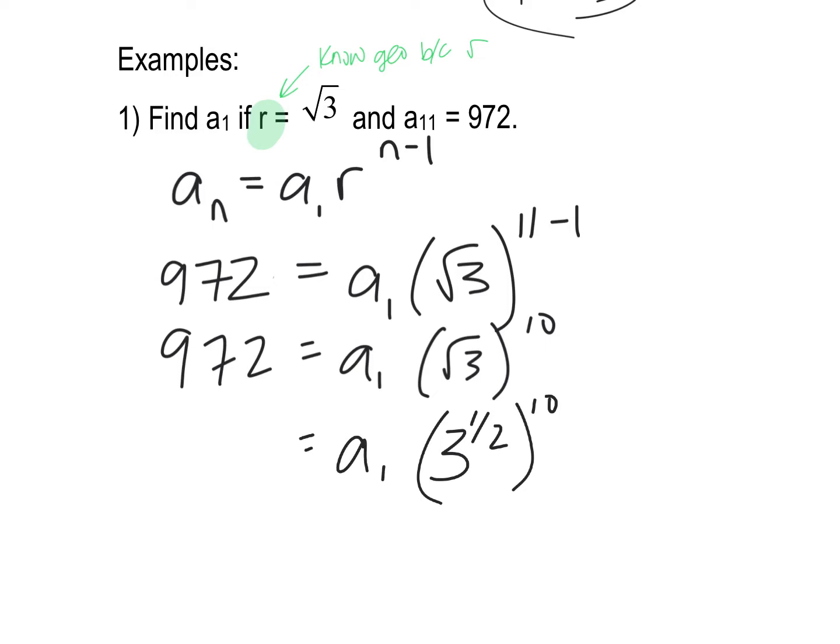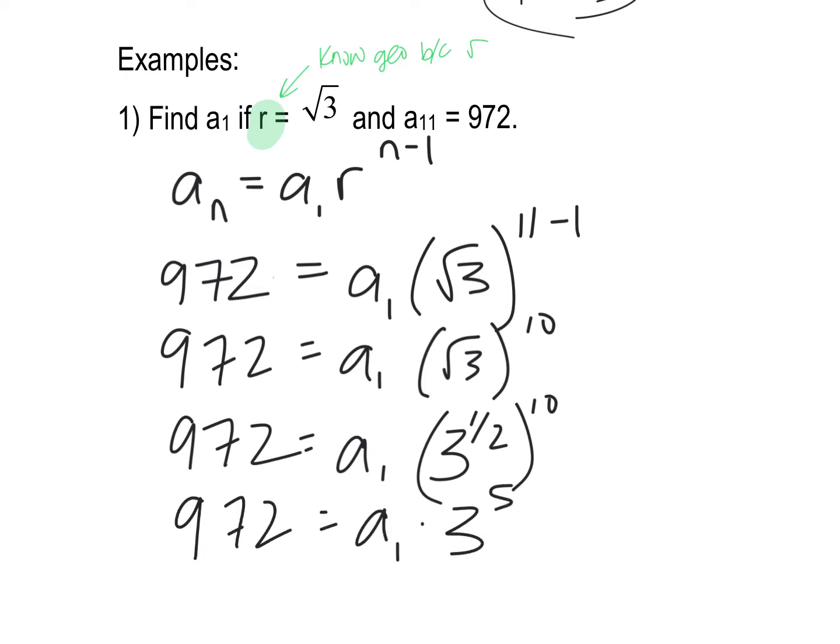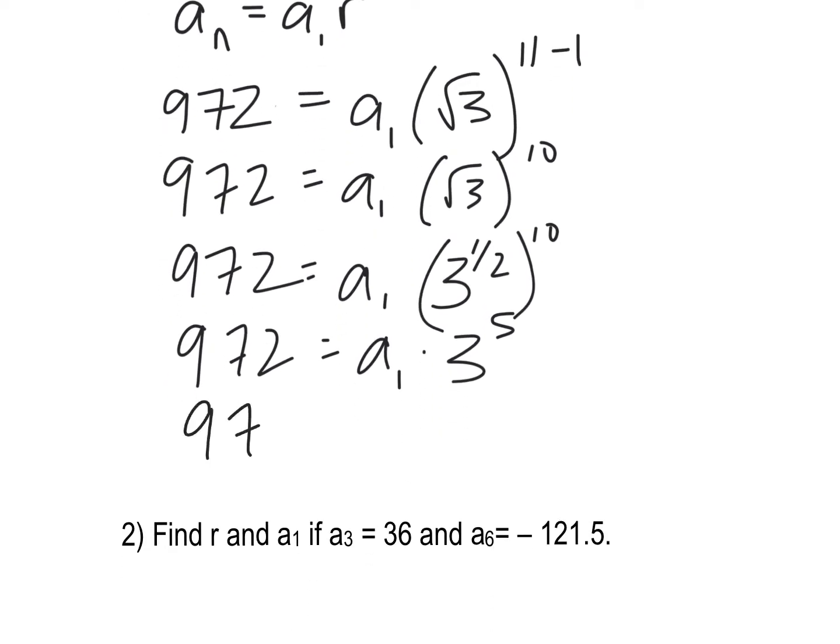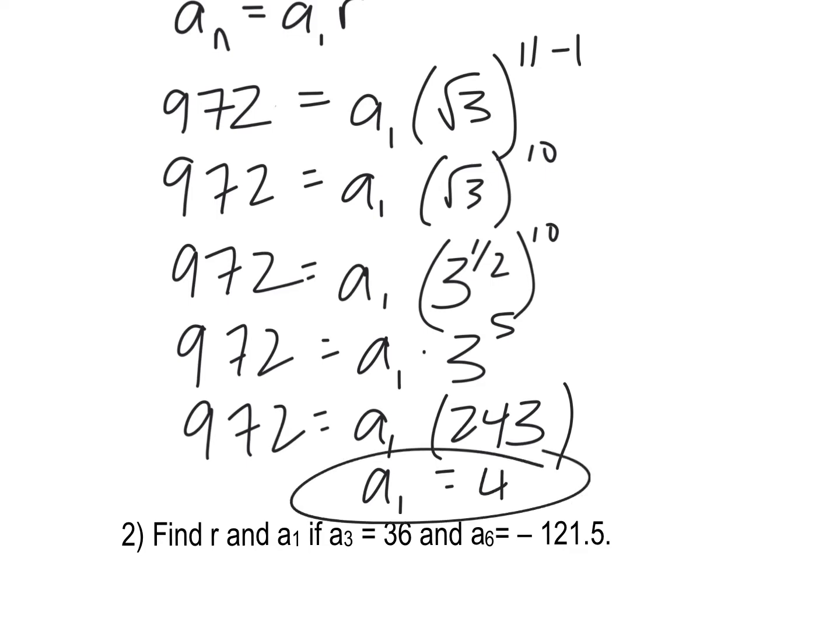So we have to use a lot of good Algebra 2 skills here. When I do 3 to the 1/2 to the 10th, you multiply these exponents and it gives you 3 to the 5th. So 972 equals a sub 1 times 3 to the 5th. Notice how I'm following order of operations. I'm dealing with the exponent before you multiply. So exponents always come before multiplication. 3 to the 5th is 243. So 972 equals a sub 1 times 243. That gives you a sub 1 equals 4. There's our answer, okay?